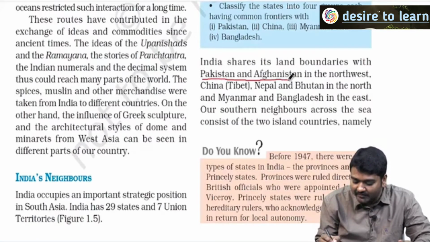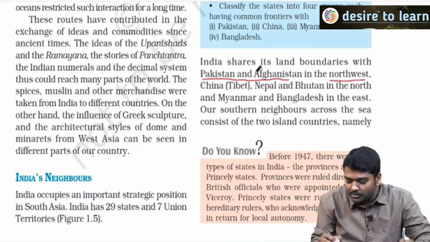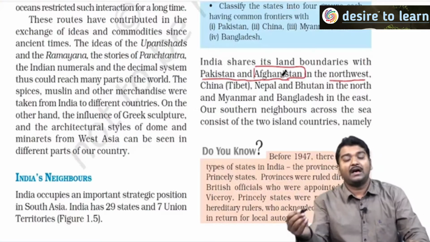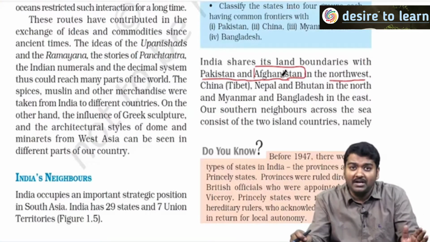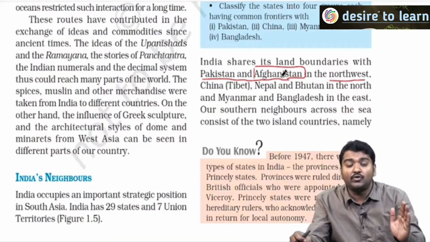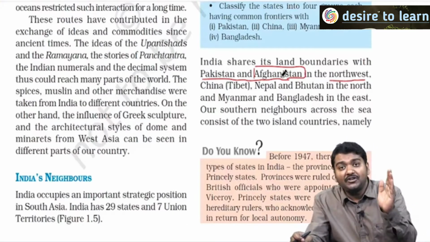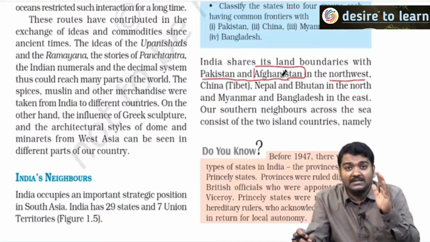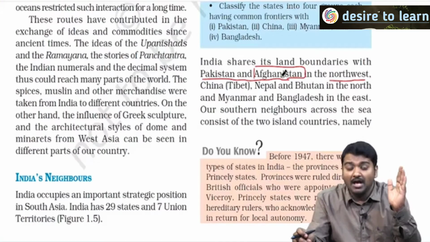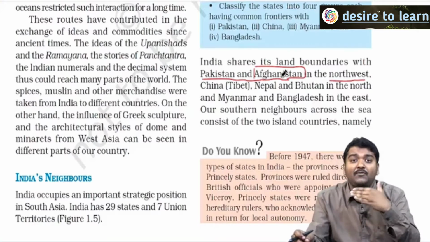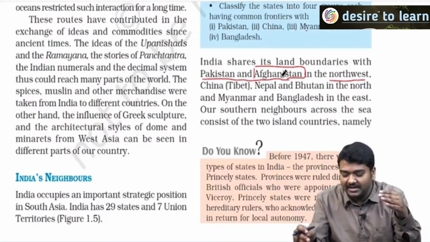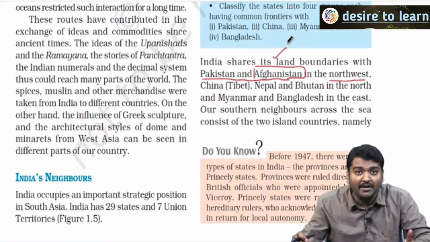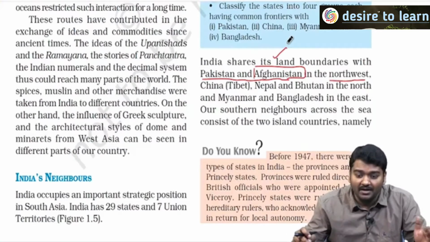At last, in page number 4, I want you to see that India shares its land boundary with Pakistan and Afghanistan in the northwest. Most of the people get confused whether we need to consider Afghanistan as a country which has a border with India, because they feel that POK is not part of India. But officially, India says that POK is part of India and Pakistan has illegally occupied it. So because of that, we claim POK as part of India's territory, and it is mandatory for you to write Afghanistan as a land border country with India.